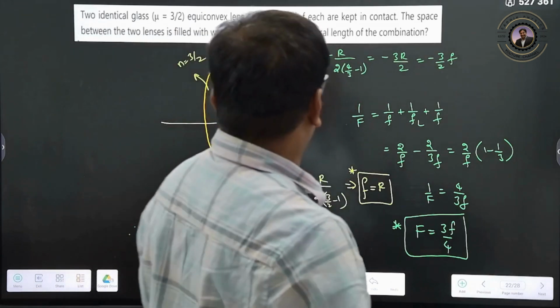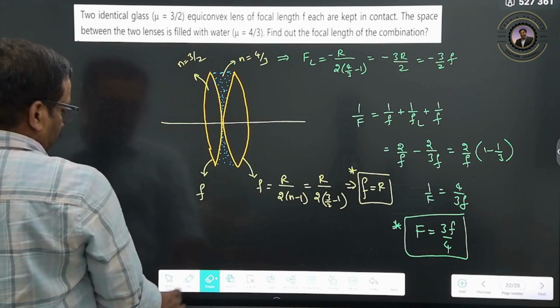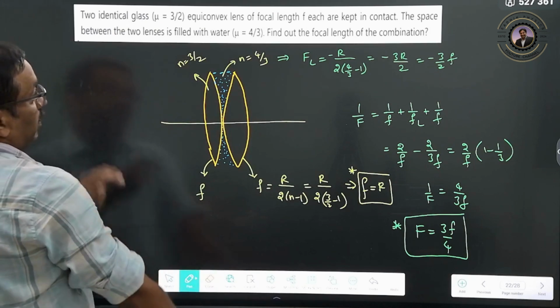Clear? So be careful with this type of questions. Clear? Now we will see.